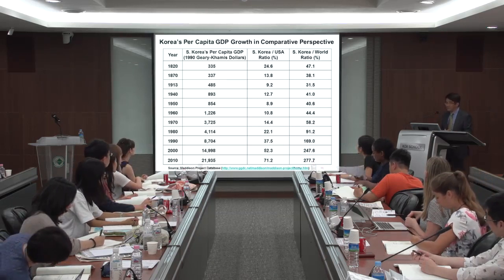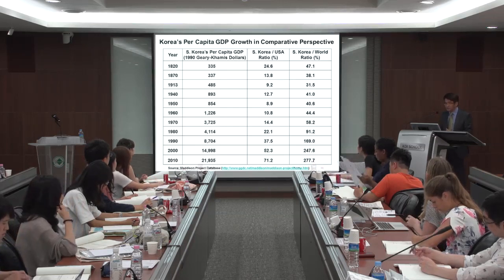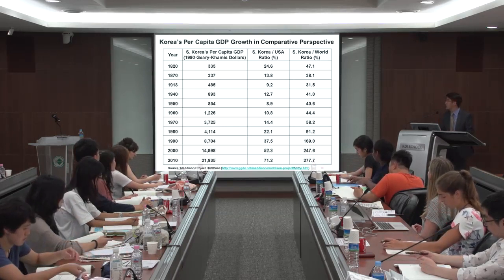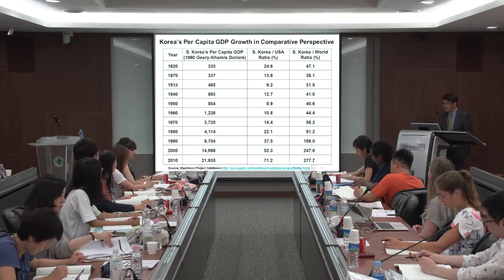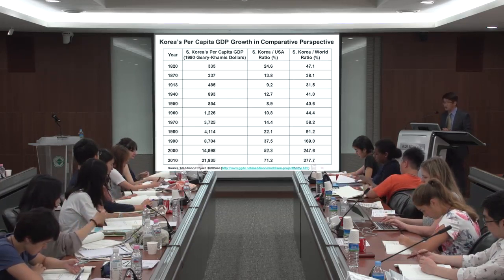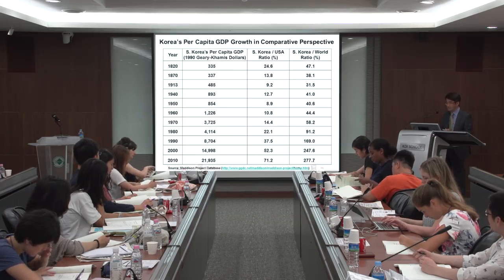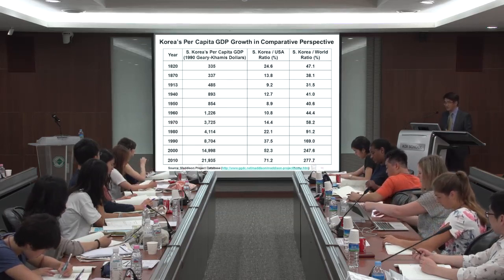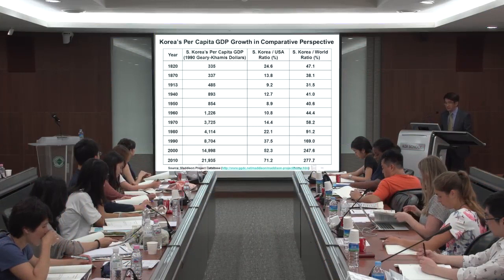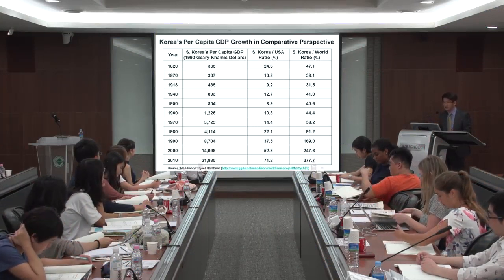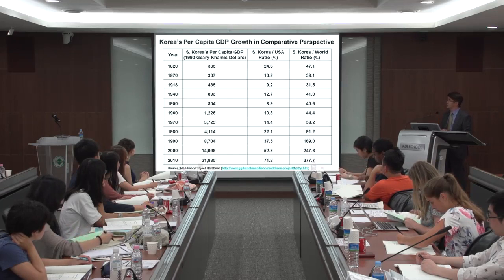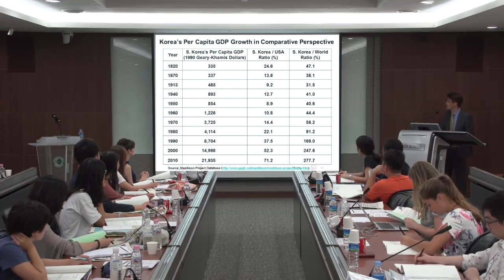So back in 1820, Korea's per capita GDP in 1990 dollars was 335, less than $1 a day. And Korea's per capita GDP in 1820 relative to the US level was only 24.6%. So it's very low. Compared with the world average, Korea's per capita GDP was about 47.1%. So back in 1820, Korea was a quite poor country, not only absolutely, less than $1 a day in terms of per capita income, but also relative to other countries, the world average and the US.